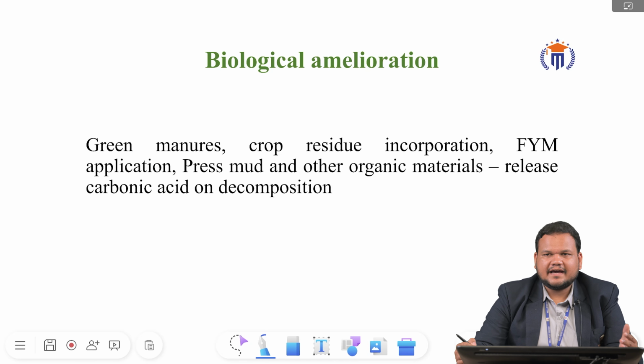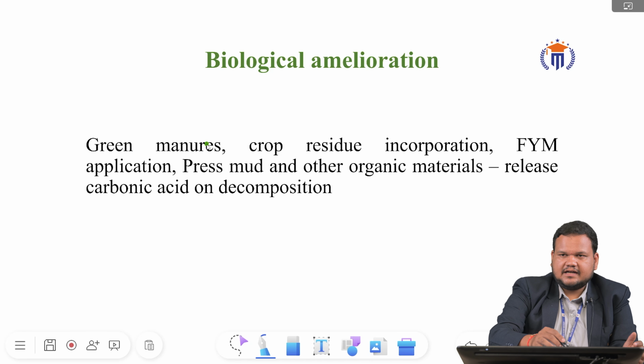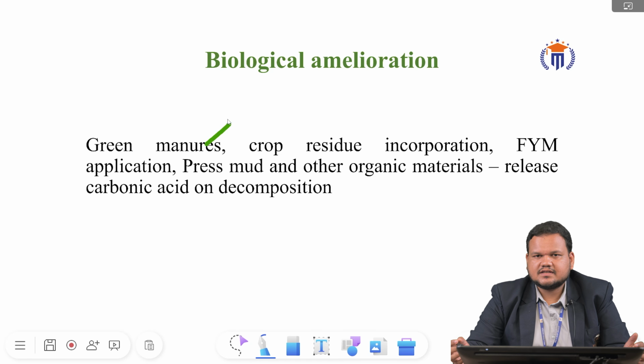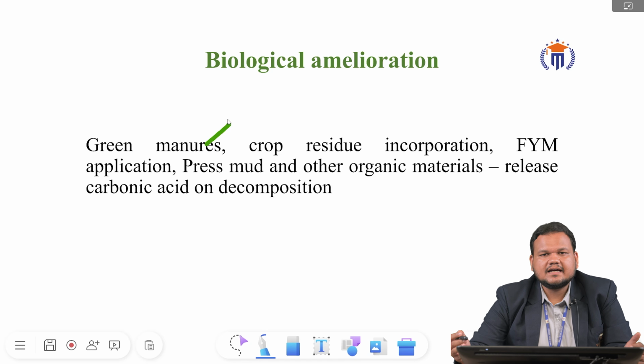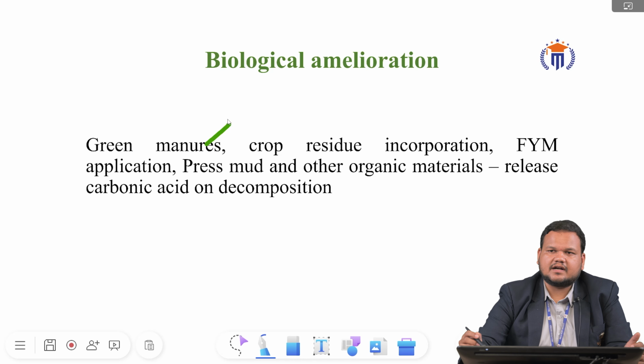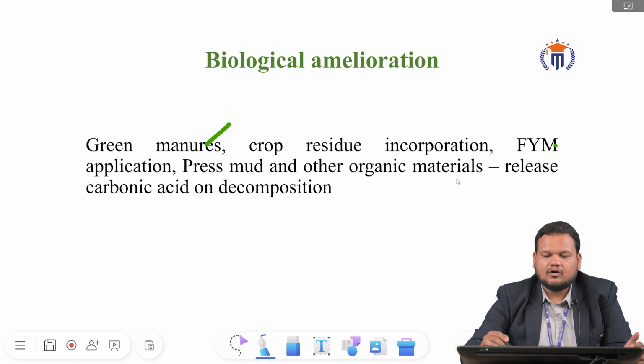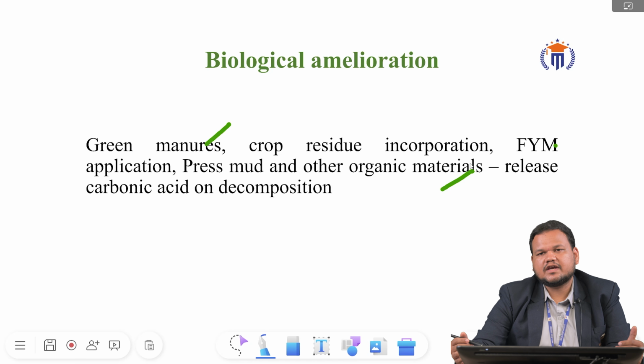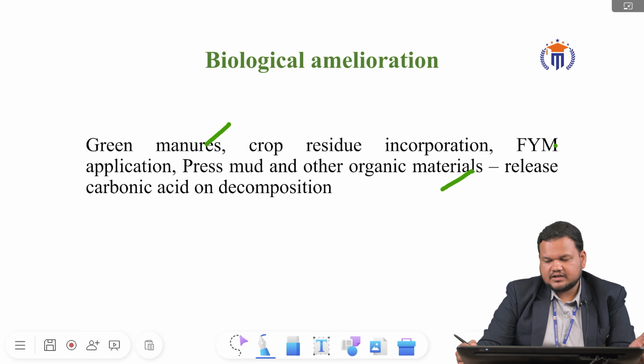So next, coming to your biological amelioration. So we have seen your physical amelioration or mechanical measures or chemical measures. Next is your biological measures to control a saline soil or a sodic soil. So that is using of your green manures, particularly daincha, which is very effective in controlling this alkalinity, and use of your amendments, that is your FYM or organic manures. These are your biological measures which we can use for reducing that soil alkalinity.